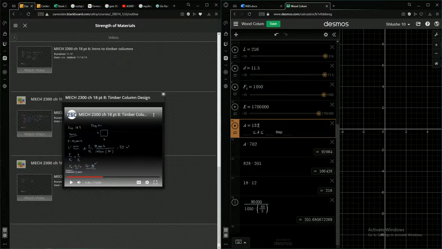Yeah, square. It wants a square beam, so 12 by 12 is the answer. The question asks for a square pinned Douglas.